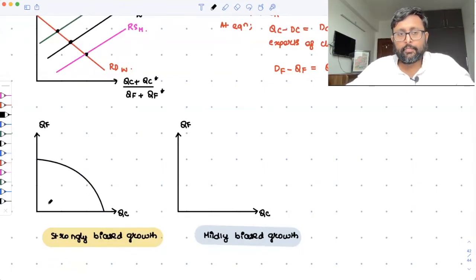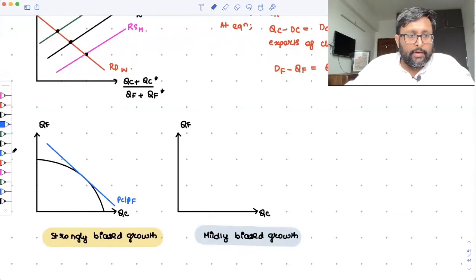Like this. So where will you be producing? Yeah, this is what my PPF is. I'm producing this much of cloth, I'm producing this much of food. QC1, QF1, right? Okay.